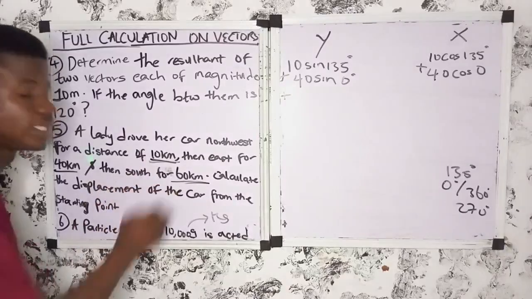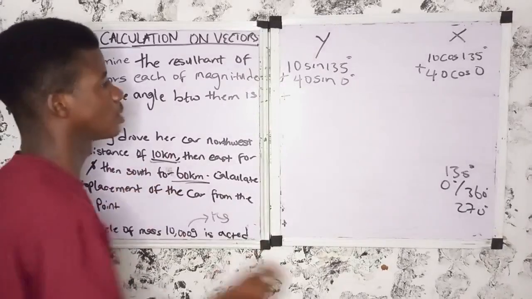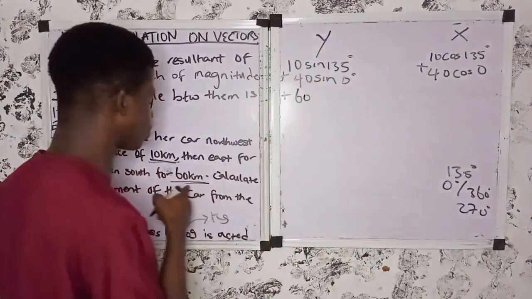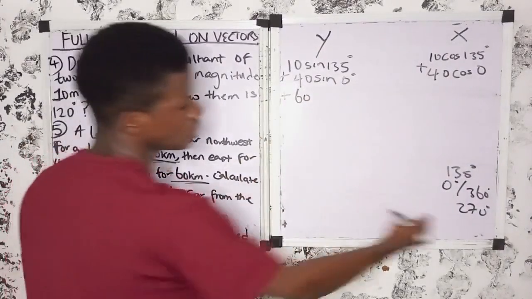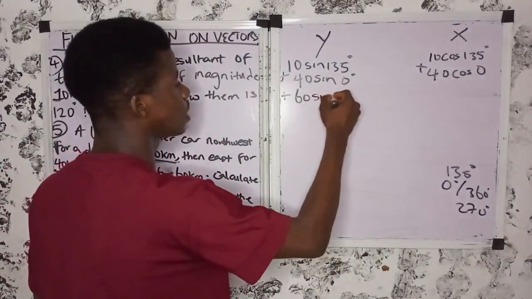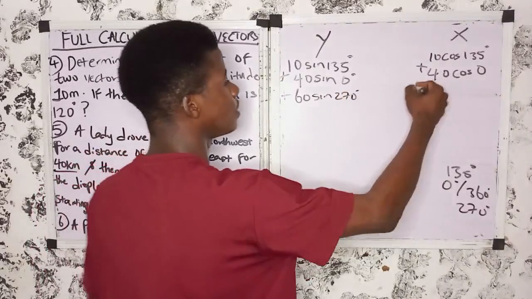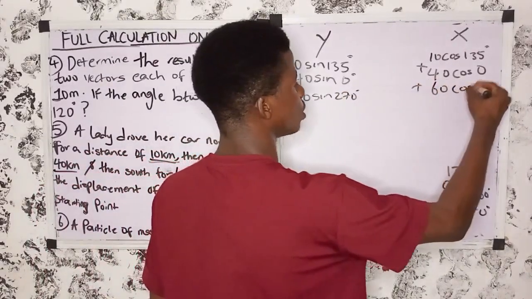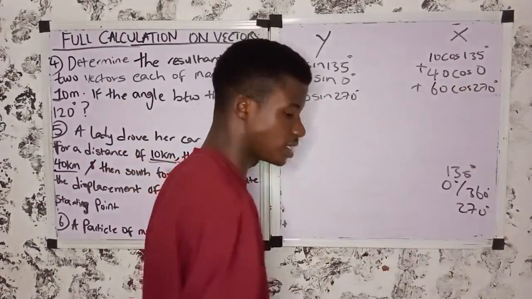Then south for what? 60 kilometer. South is usually what? South is usually 270 degree, right? So 60 sine 270 degree, while here will now be 60 cos 270 degree. So it's very easy.